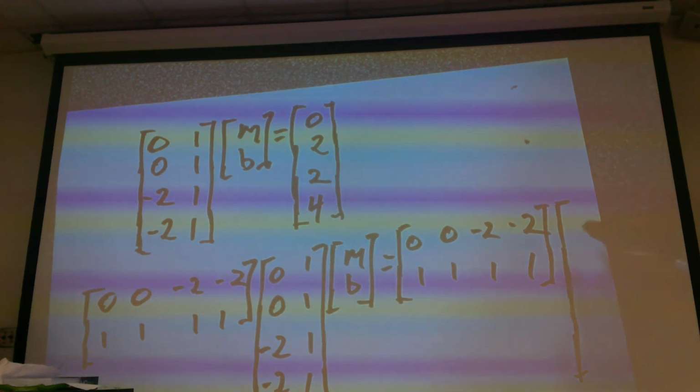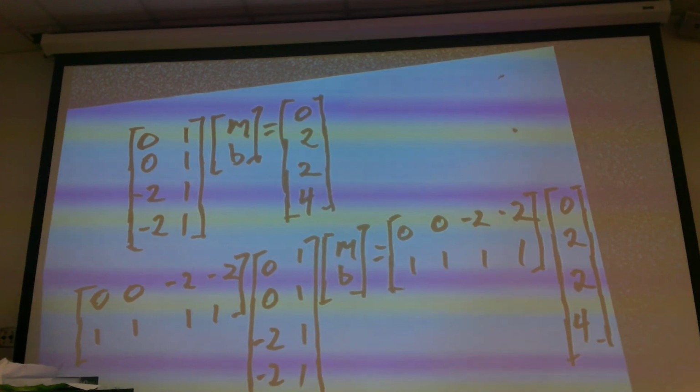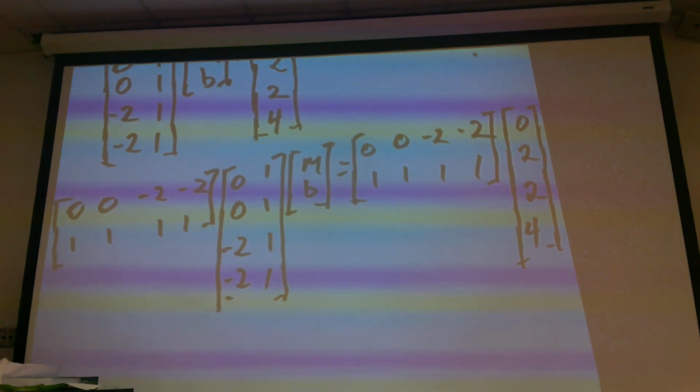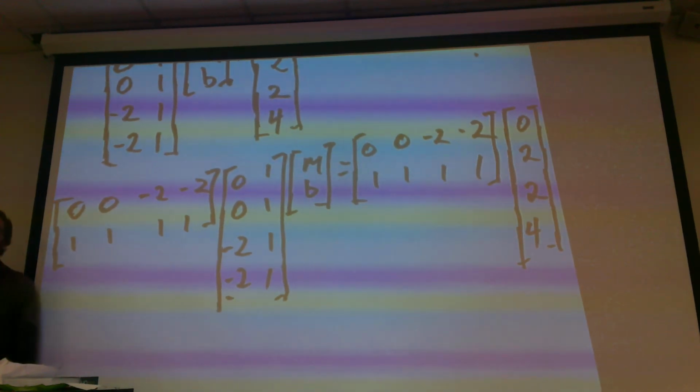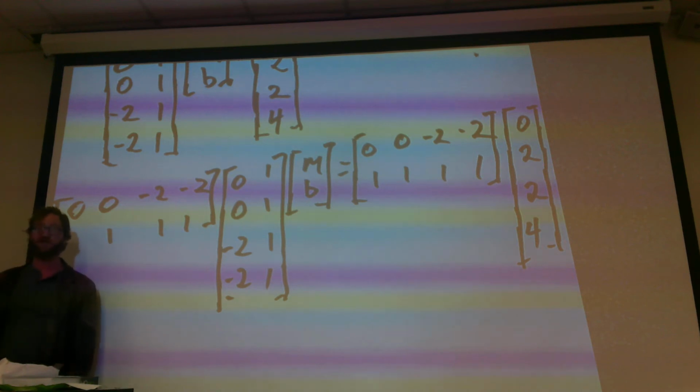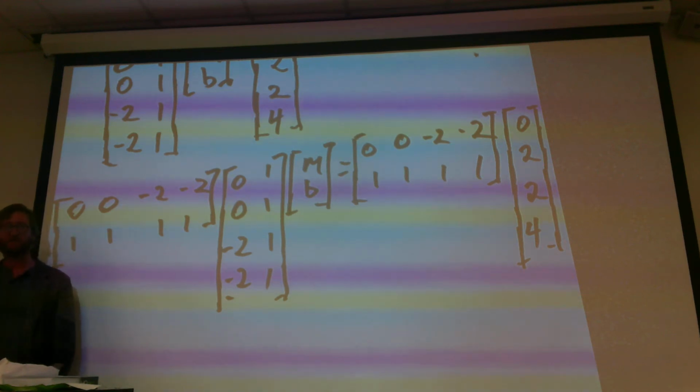And so that would be 0, 2, 2, and 4. So close that off. Okay. So when we do this, it's going to turn it into a 2x2 system, and that's going to allow us to then just use our normal methods of solutions to go ahead and find that rate.